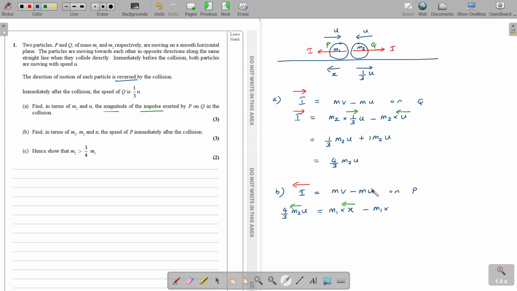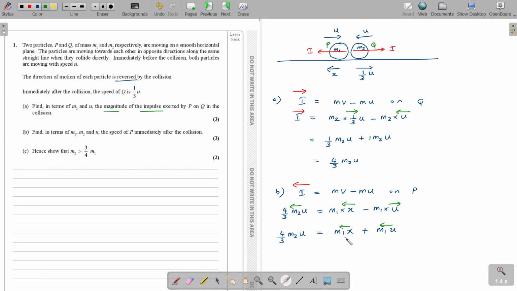What is the initial velocity? U. U is forward, right? So to the right side. We have u to the right side. So can we work with this? No, right? I need everything to turn to the left direction, so we need to fix this here. Shall we fix it? So 4 over 3 m2u equals m1x. This one, when I change the direction, becomes positive m1u. Are you with me? I change the direction, thereby when the direction changes, the negative becomes positive.